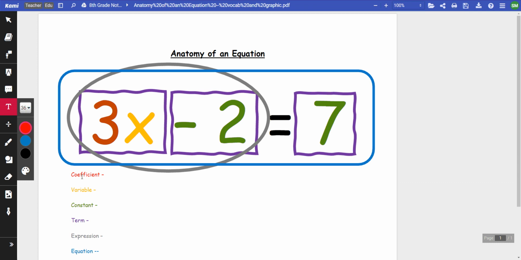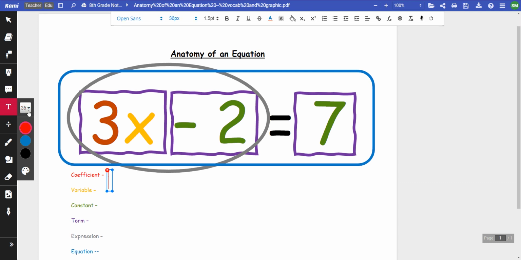This red 3 right here, and that's why this is red, is a coefficient in this equation. And a coefficient is the number in front of the variable. And we'll talk about what a variable is in a minute, but it is also the number that the variable is being multiplied by. Okay, so the number in front of the variable, or the number that is multiplying the variable, is called a coefficient.